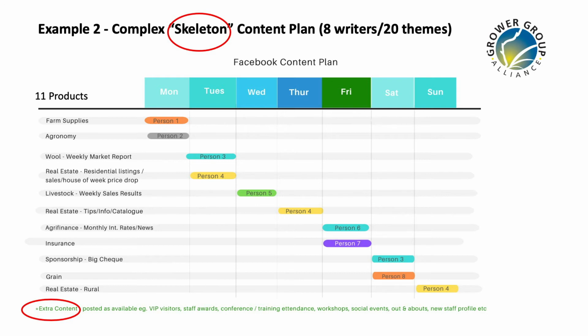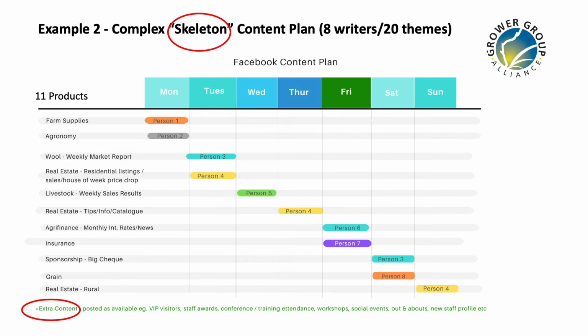So for example, on a Monday, we'd have a particular person from a farm supplies team doing a post for that division. So it might be on fertilizer, it might be on fencing products, it might be on rainwater tanks, whatever it is of their choice. We've just recruited an expert person from that particular team to take responsibility for writing that particular post. And on Monday as well, we'd have an agronomist putting out a post on something that's topical.